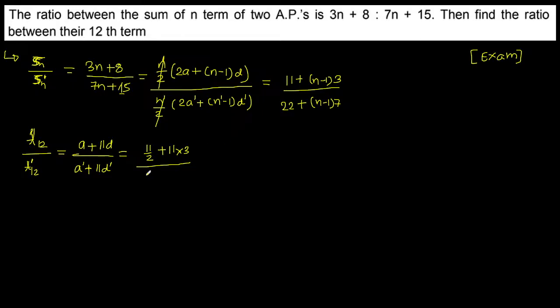This is 2A, which is 11 plus 11 into D. D is what? 7. This is 88, 77 by 2. This is 7 by 16. You easily get 7 by 16. Okay. This is the answer.